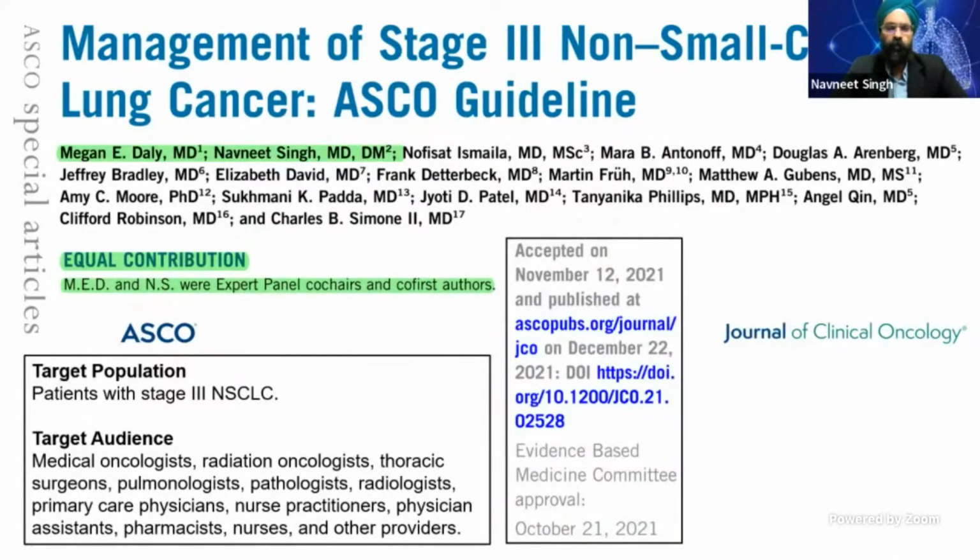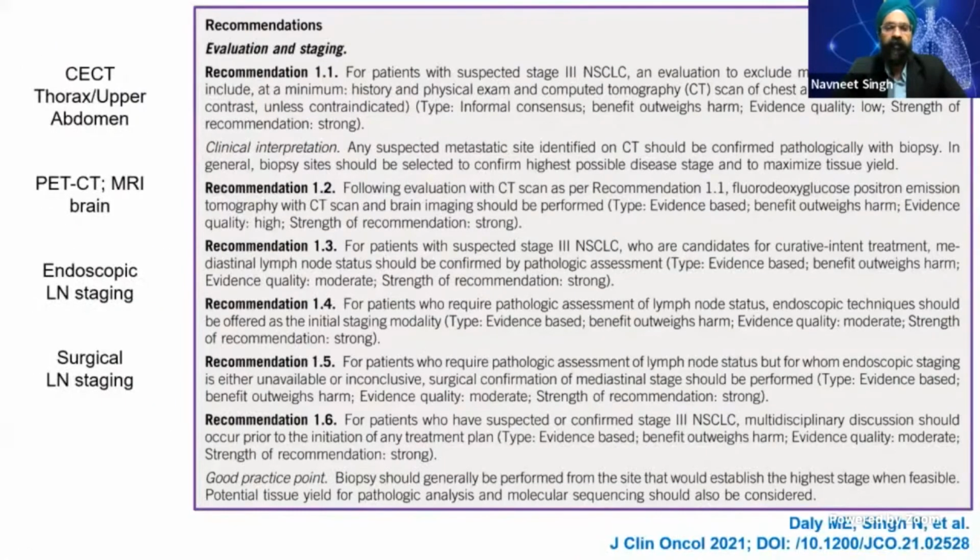I was honored to be co-chair of this expert ASCO panel, which brought out these stage 3 NSCLC management guidelines. These have just been published online in JCO and should get assigned to an issue very soon. And there is a recommendation regarding staging for different types of modalities, ranging from CT thorax and upper abdomen, which has to be done. A PET CT and an MRI brain should also be done for every suspected stage 3. Endoscopic lymph node staging is the preferred initial modality, reserving surgical lymph node staging for those in whom endoscopic staging is negative, but you have a high suspicion. Just a repetition of what I have already told.